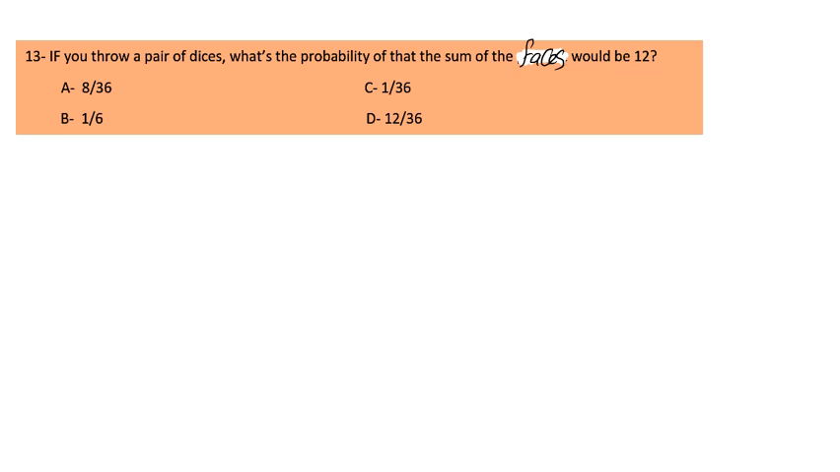If you throw a pair of dice, what is the probability that the sum of the faces will be 12? We know that if we throw a die, we have 6 choices in the first one and 6 choices in the second one. So the total outcome is equal to 36.